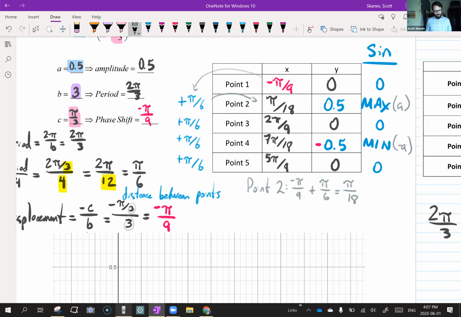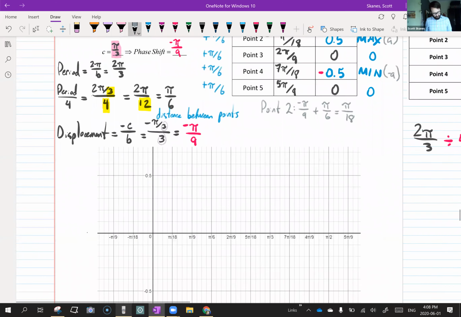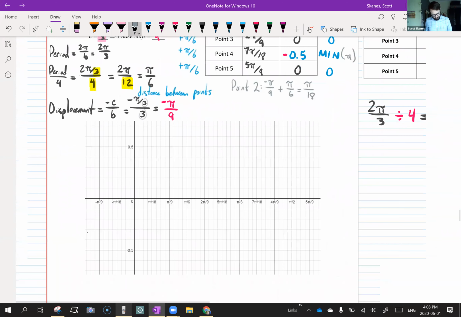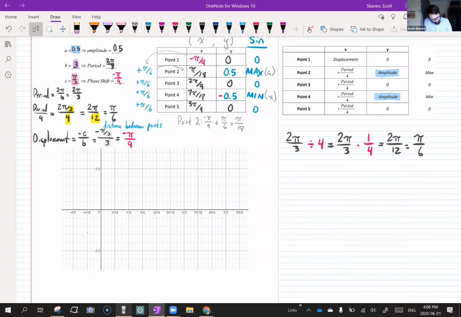When you're looking back on this, hopefully it's clear where all the numbers are coming from. Do I have everything I need? Well, yeah, I filled in all the blanks. I've got period, amplitude, phase shift. I've got all the points. But remember, these are just coordinates, like x and y. We're just going to graph that. So let's graph that. What do we got? I'm trying to get everything in one place. All right, first things first.